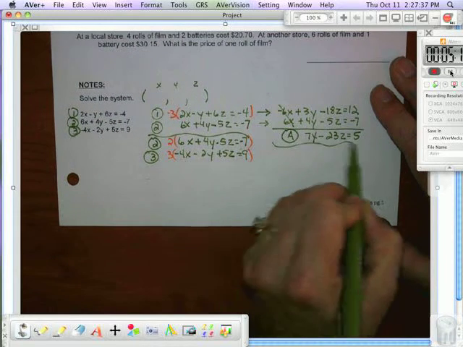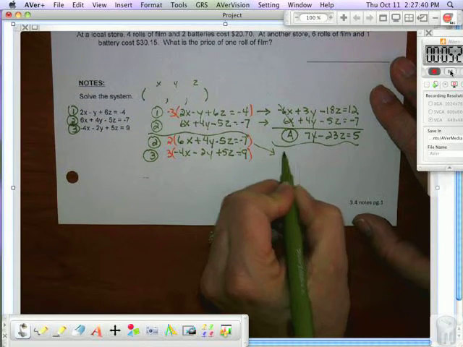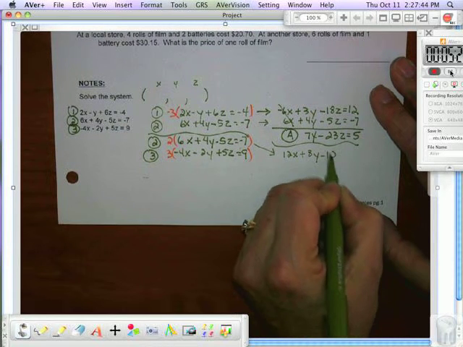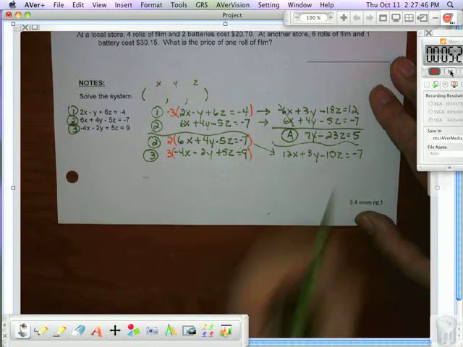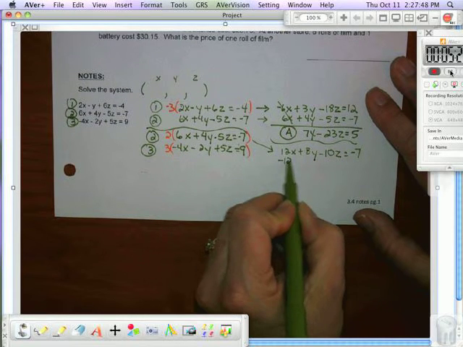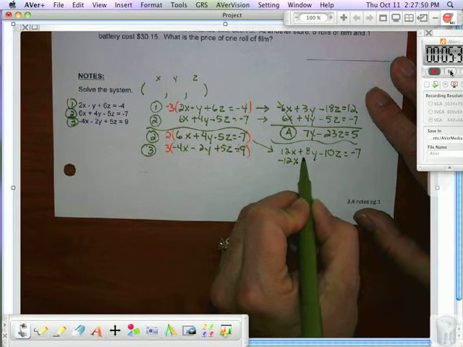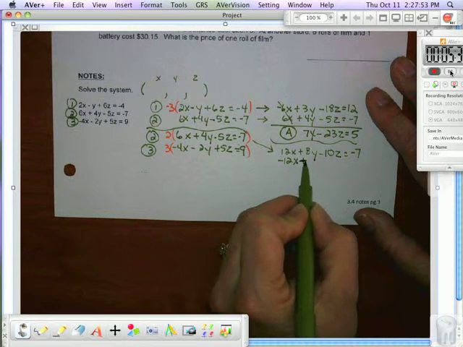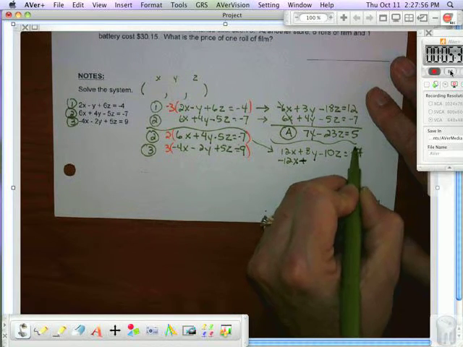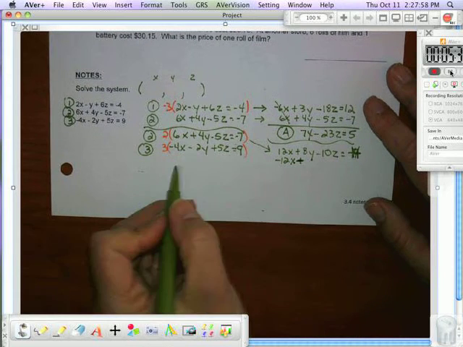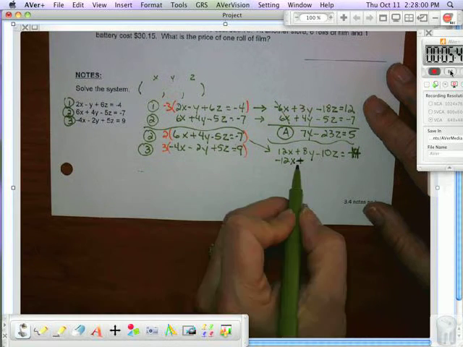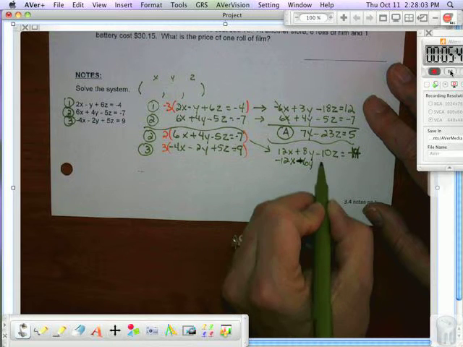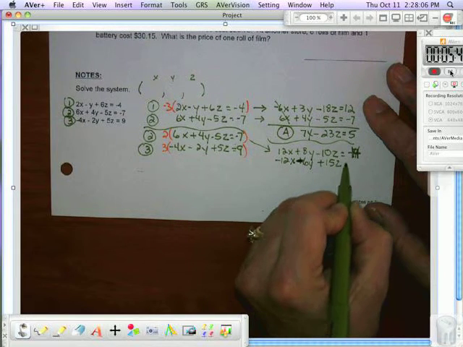So I'm going to rewrite those equations now. 12x plus 8y minus 10z equals negative 7. And negative 12x plus, is it plus? Negative 14. Sorry, you are right. See how easy it is to screw up? And negative 12x minus 6y, this is a minus, plus 15z equals 27.